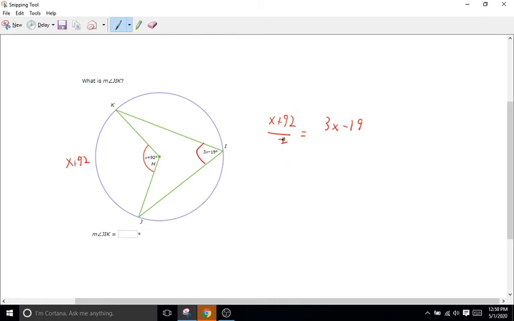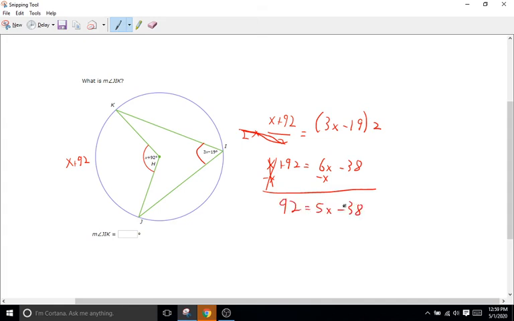Now we get the x's by itself. First we have to get rid of the 2 in the denominator over on the left side. To do that, we'll multiply both sides by 2. These cancel out. We're left with x plus 92 equals 2 times 3x, which is 6x, and then minus 19 times 2, which is minus 38. Then I'm going to subtract the x from both sides, so we're left with 92 equals 5x minus 38. Then to get the x by itself, we'll add 38 to both sides.